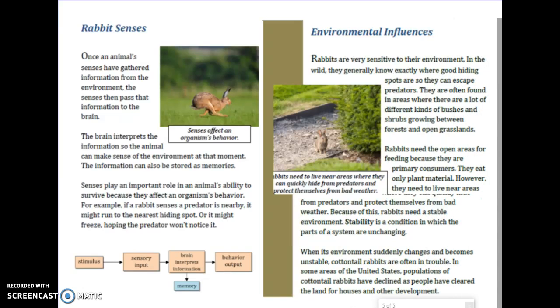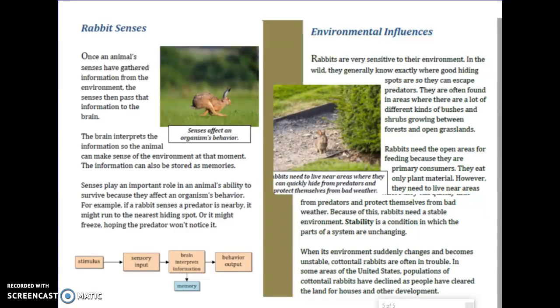Environmental influences. Rabbits are very sensitive to their environment. In the wild, they generally know exactly where good hiding spots are so they can escape predators. They are often found in areas where there are a lot of different kinds of bushes and shrubs growing between forests and open grasslands. Rabbits need the open areas for feeding because they are primary consumers. They eat only plant material.